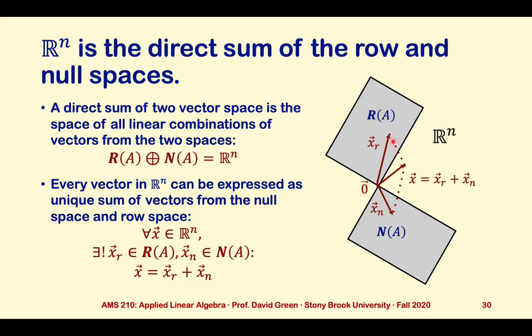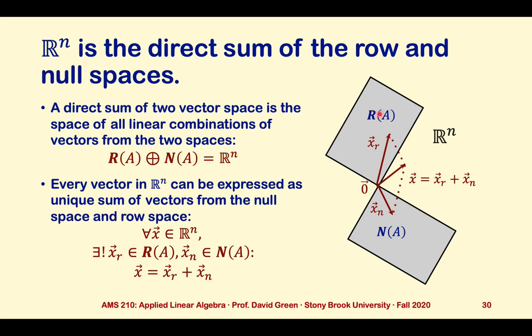So vectors that are in the row space, of course, are described by a single vector in the row space. Vectors that are in the null space are described by a single vector that is in the null space. Vectors that are not in either, so say a vector over here that is not in the null space and not in the row space, can always be represented as a sum of some vector in the row space and some vector in the null space. And this representation is unique. There is only one corresponding vector from the row space and one corresponding vector from the null space.